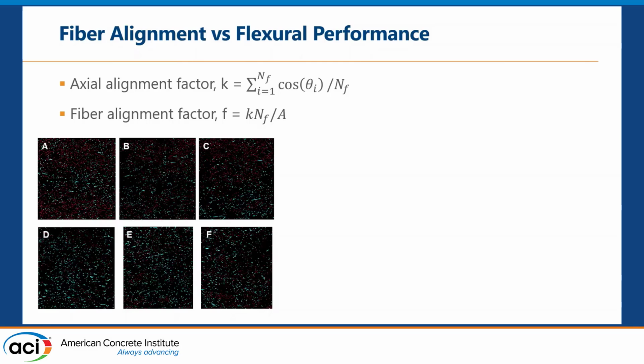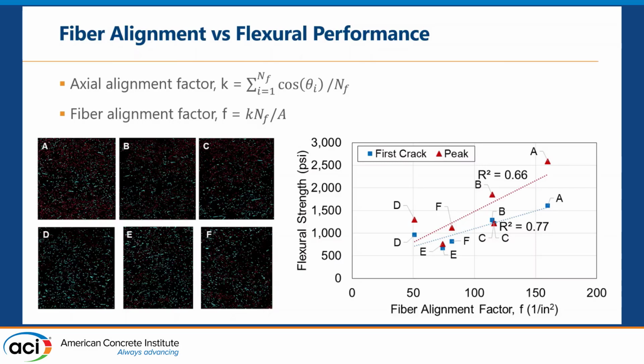After the beam was tested, we made a cut through the beam at a cross section near the flexural plane. So these are the images of the 6 beams that we tested. We calculated the axial alignment factor K and the fiber alignment factor F, and we put them on a plot.